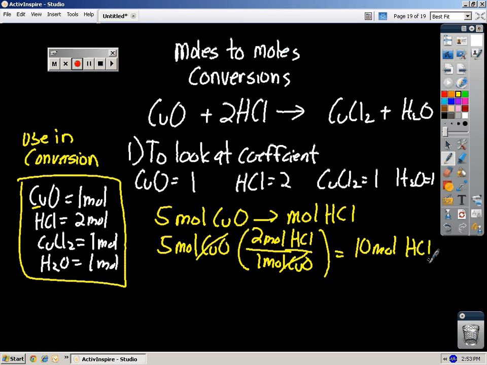Let's try one. Have you guys try one by yourself? If I have 6 moles of HCl, try to solve for moles of CuCl2. So I want you to find the moles of CuCl2 right now. How many moles of CuCl2 do you have? Try that on your own.